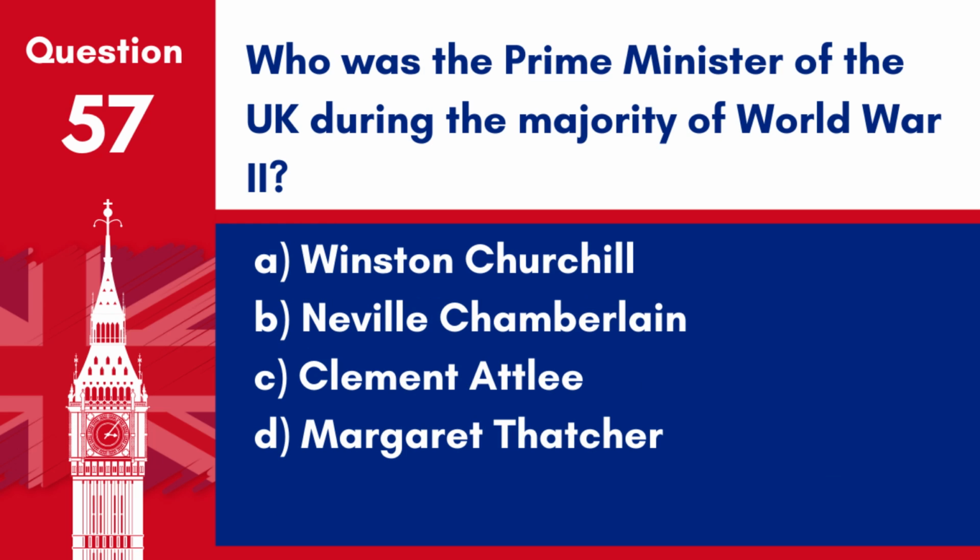Who was the Prime Minister of the UK during the majority of World War II? A. Winston Churchill. B. Neville Chamberlain. C. Clement Attlee. D. Margaret Thatcher. Answer: A. Winston Churchill. Winston Churchill was the Prime Minister of the UK for most of World War II, leading the country through the conflict.